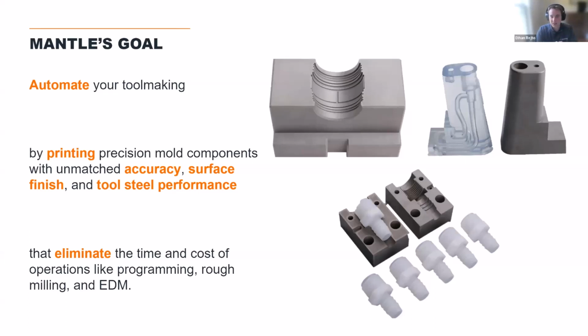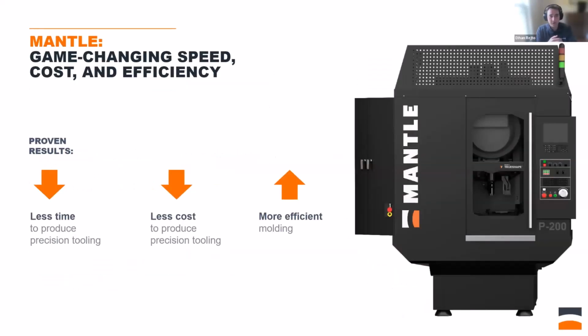Specifically today, we're going to talk a lot about how our technology eliminates that programming step, but all in all, Mantle's goal is to automate your tool making process and eliminate those very, very time-consuming processes that you use today to make production tools. Mantle really offers game-changing speed, cost, and efficiency with proven results. We'll only look at a couple case studies today because that's not the focus of this webinar, but with proven results to produce parts in less time, at less cost, and do things that are more efficient, such as conformal cooling and some advanced geometries to allow for more efficient molding processes.